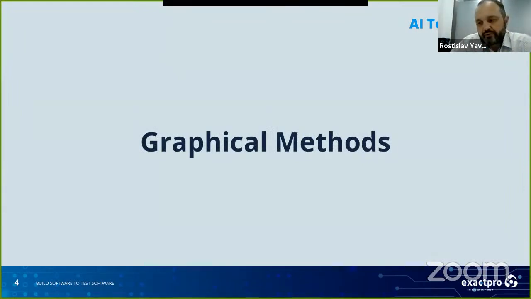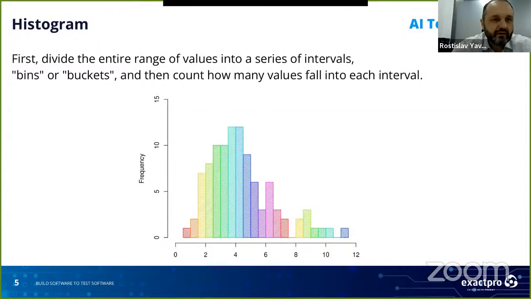Our main goal during this course is to figure out how to detect anomalies, and usually the simplest approach is just to visualize your data. Once you have a picture in front of you, you can easily figure out that this could probably be an anomaly and this could be an outlier. So the first method is just to build a graph, and the histogram is probably the simplest solution.